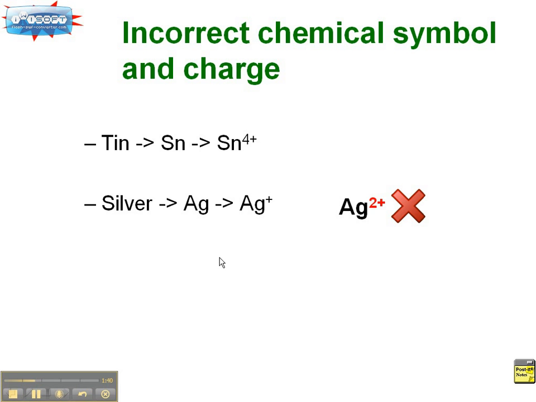And then remember the charges as well. For silver, as what happened during the prelim, a lot of you wrote Ag2+ for the silver ion, which is wrong. I repeat, for Ag, the charge is +, not 2+. Make sure you don't write this 2+ during your O-Level.